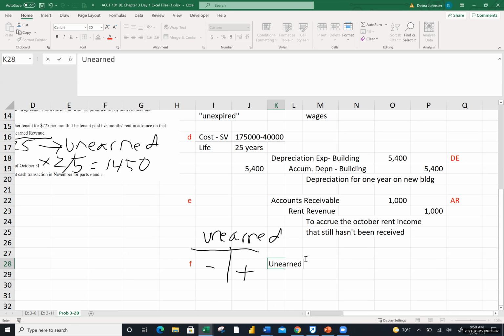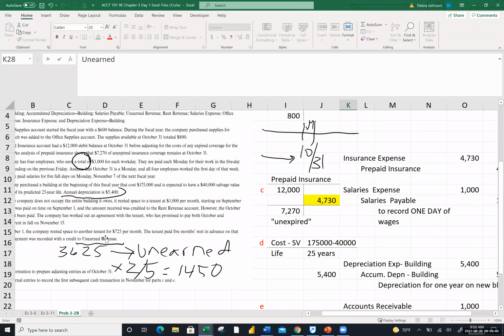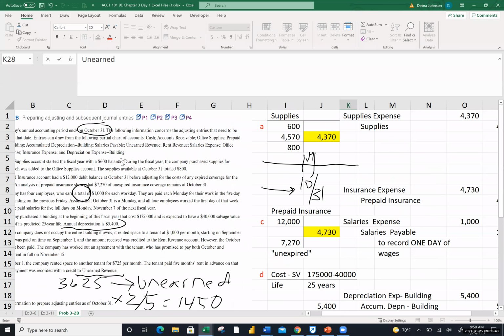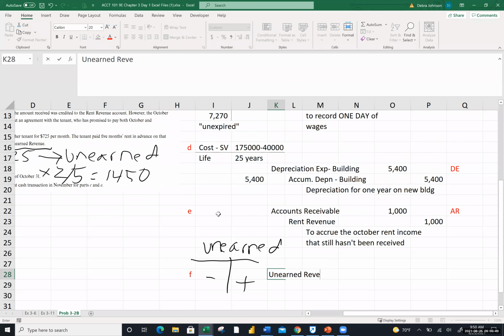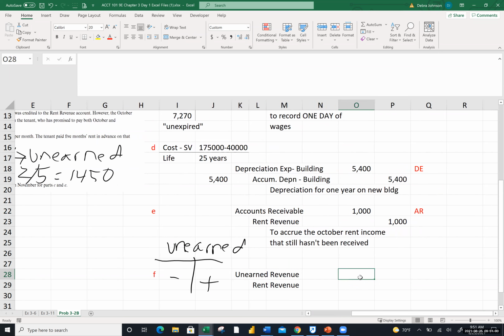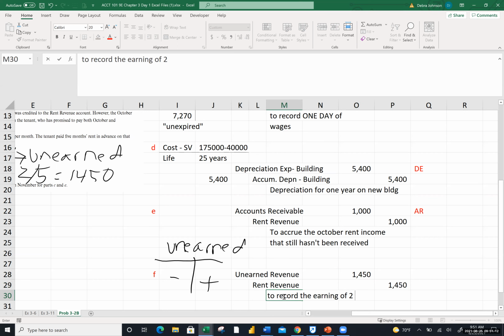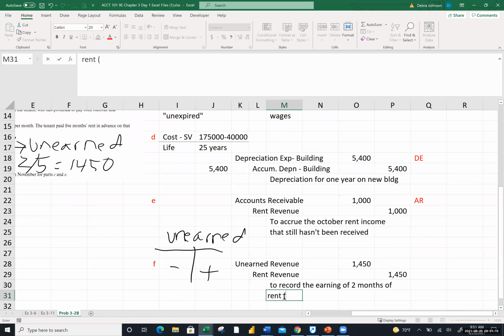debit. I'm not sure if they called it unearned rent or just unearned revenue. Let me go look at that chart of accounts up here. Unearned revenue is the name of it. So let me go back down here and fill that in. Unearned revenue. And then we know where to put it in the regular old rent revenue for 2 months worth of rent that we have now earned. So the amount we calculated earlier records the earning of 2 months of rent out of 5 months.